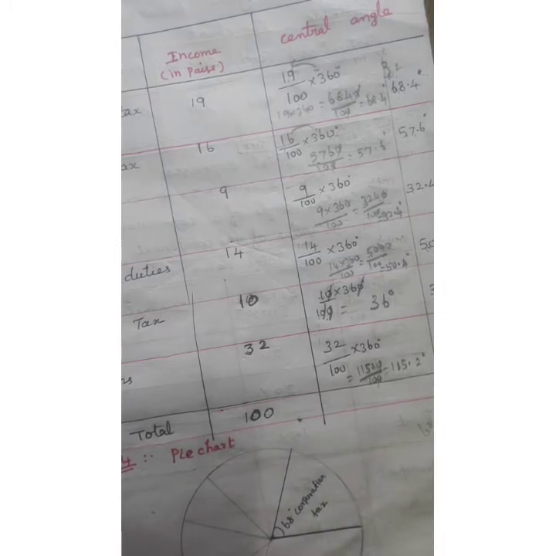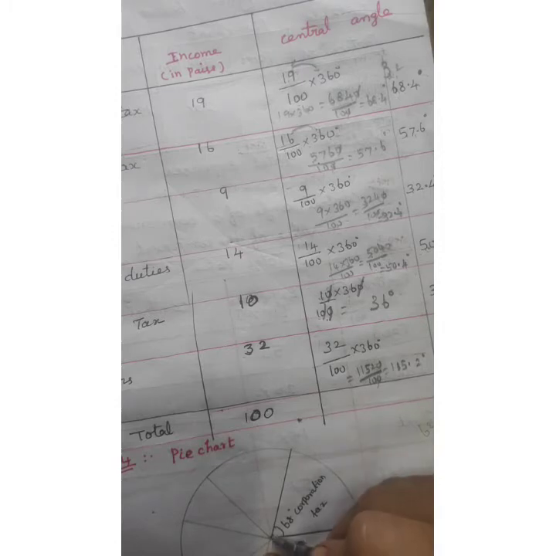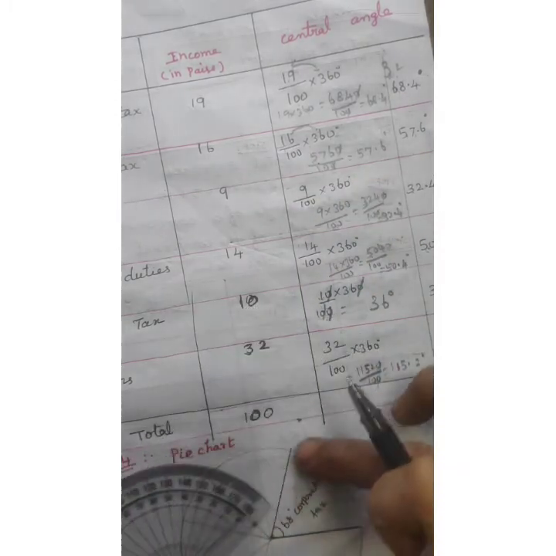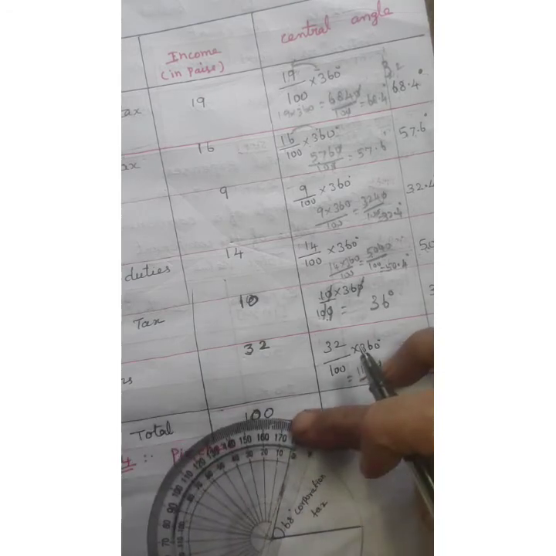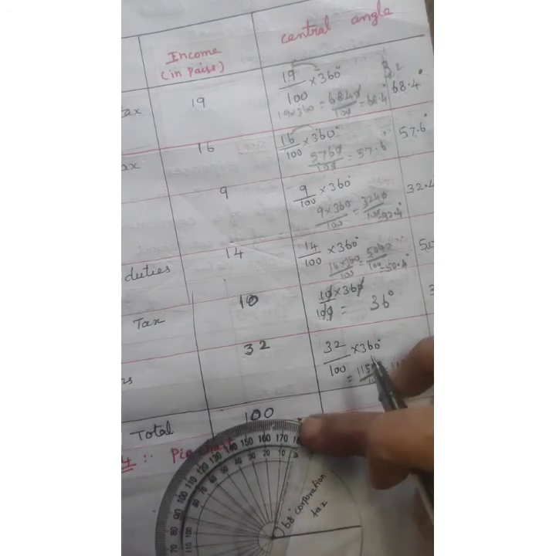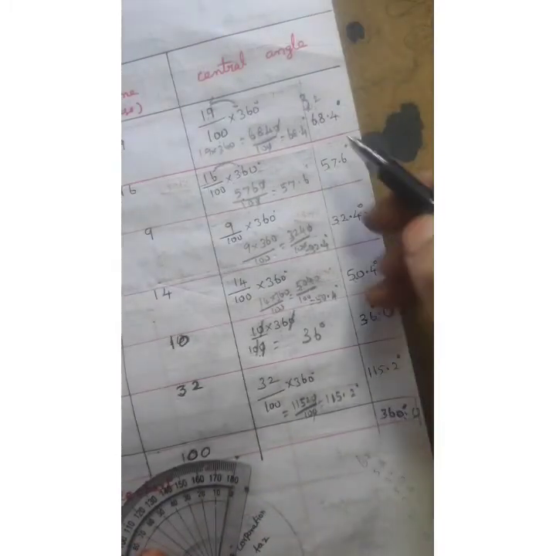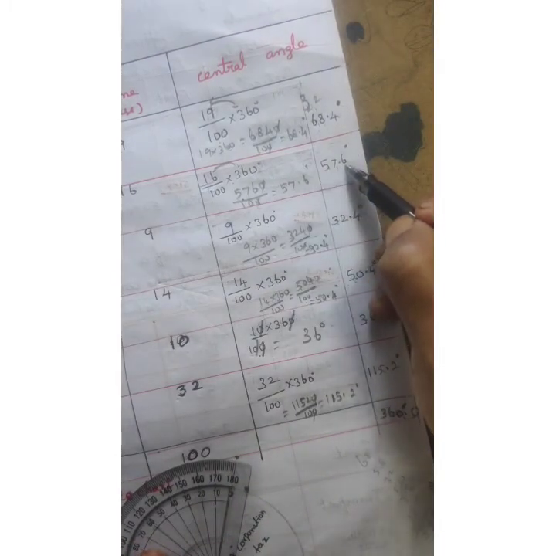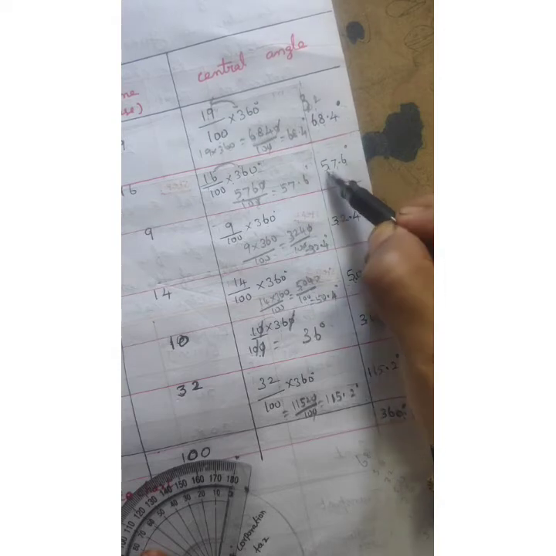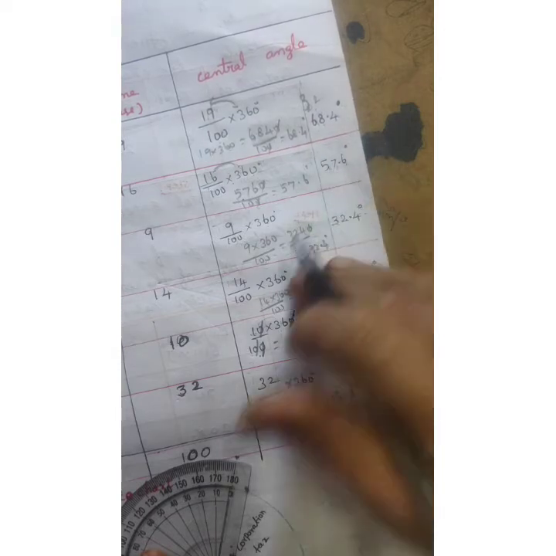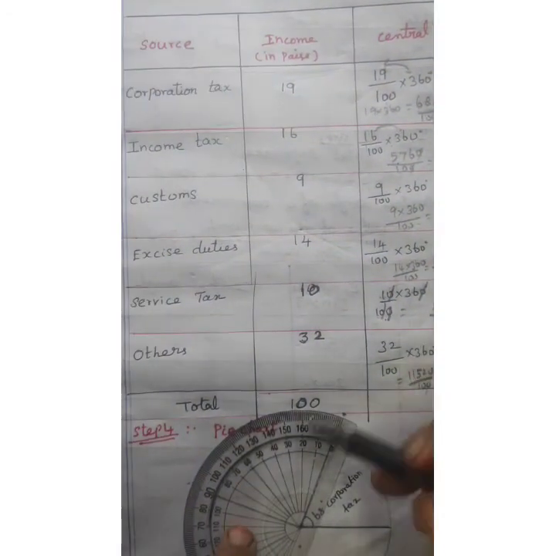Next, how do they keep the protractor? Now the drawing is finished here. This line only wants to coincide. Keep the center point and check whether the line coincides. What degree is there? 57.6. Now this number is above 5, so 57 becomes 58. You measure 58 degrees and draw.